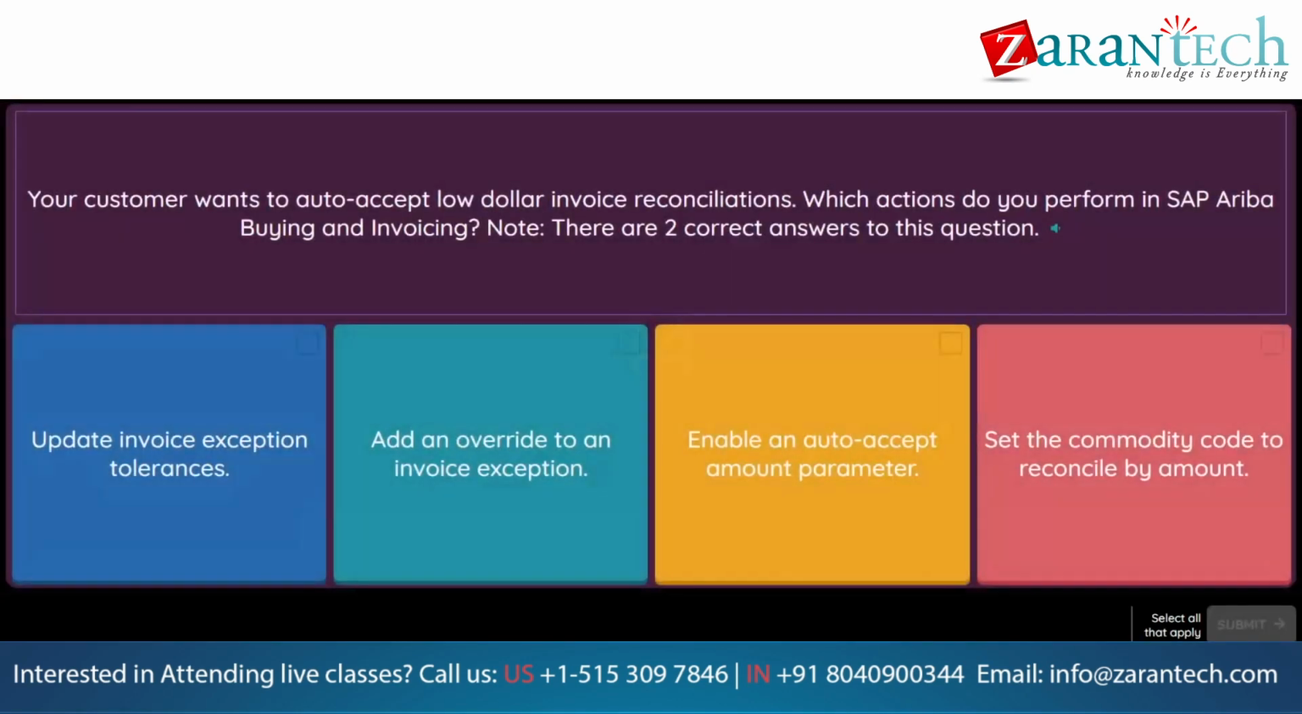Question: your customer wants to auto-accept low-dollar invoice reconciliations. Which actions do you perform in SAP Ariba buying and invoicing? Note: there are two correct answers to this question. Option 1: update invoice exception tolerances. Option 2: add an override to an invoice exception. Option 3: enable an auto-accept amount parameter. Option 4: set the commodity code to reconcile by amount.